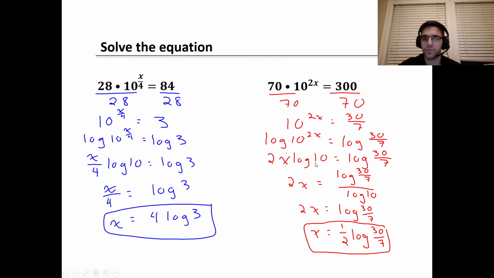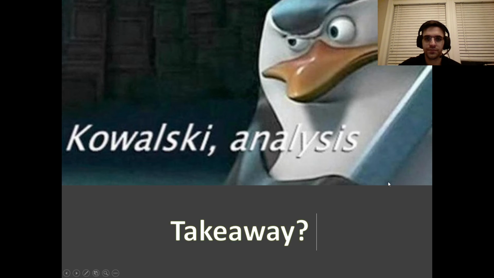So take the log of each side, bring the exponent down as a coefficient of the log, divide each side by a log of 10, so that's basically dividing by 1, so we just get 2x equals log of 30 over 7. Divide both sides by 2, or I could say 1/2 log of 30 over 7. And if you really wanted to flex on that one, I would make that log of the square root of 30 over 7, but that's if you want to flex.